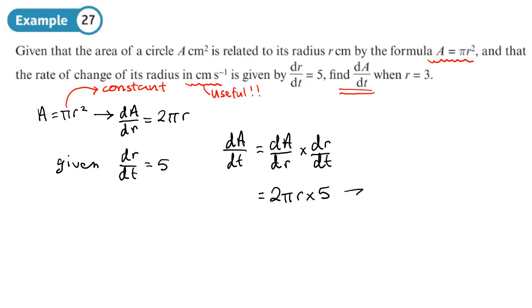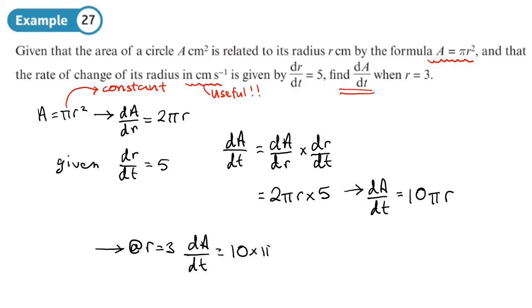So what does that mean? That means that dA/dt is 10 pi r, which is actually what we wanted. We wanted to work out what dA/dt is. Now all we need to do is substitute r in, so we can say at r equals 3, dA/dt equals 10 times pi times 3. So it's going to be exactly 30 pi. So there we go. That's it. That's a simple example, but that's basically how it works.